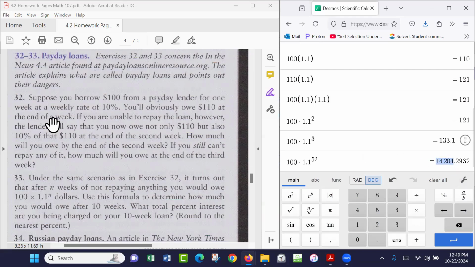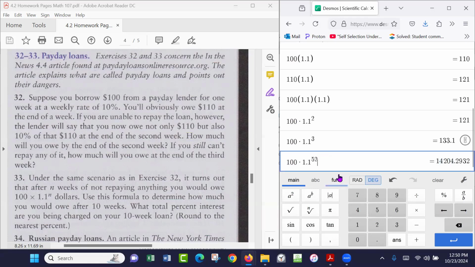Isn't that crazy? So we started with a $100 loan, just to cover an electricity bill from a payday lender. And they were charging 10% every single week. And 52 weeks later, we owe them $14,000. Look at that. And that's why that formula is so cool.